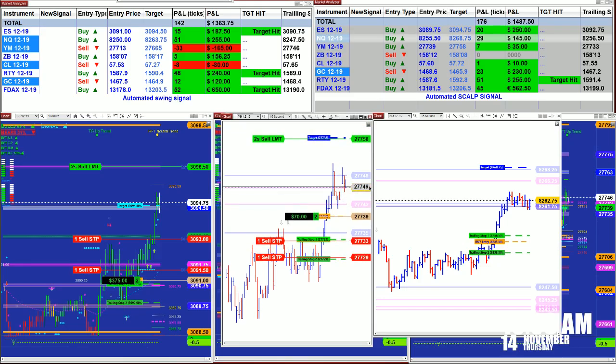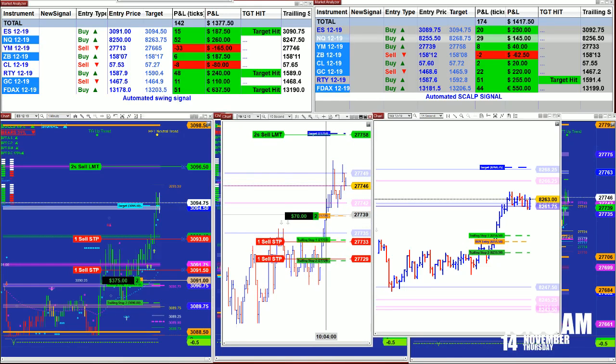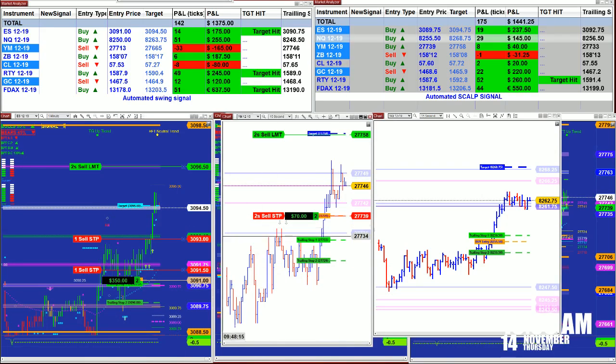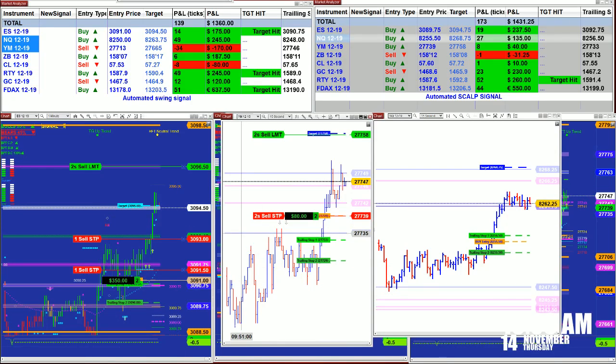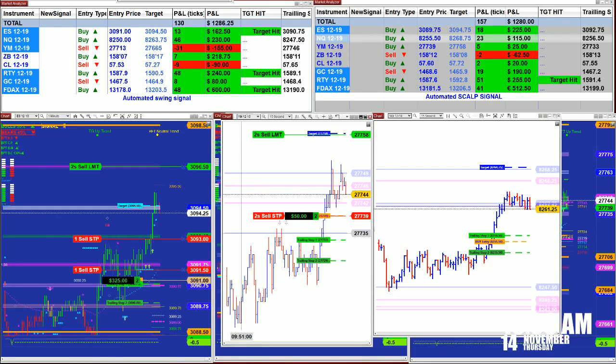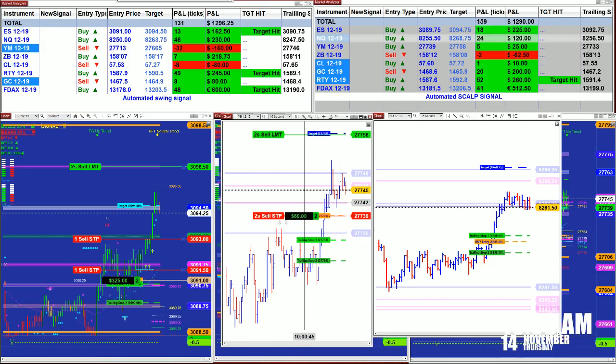YM is struggling at the moment. So what I do, I can go ahead and move to break even plus one tick, or at the entry price. So now the cost is $3, and I don't care. Or if I want to, I can move it to the fib.